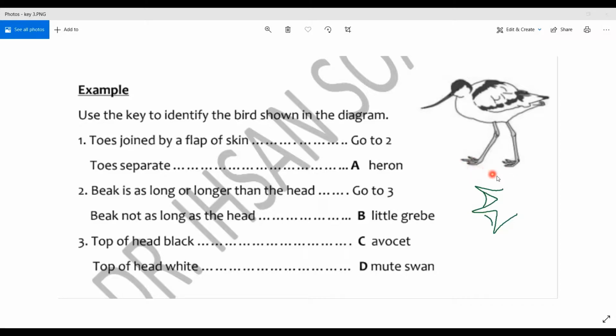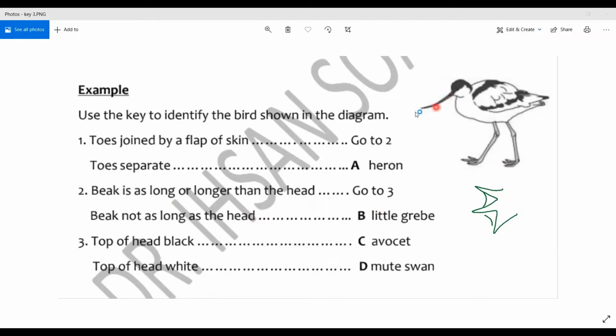If it has a web, we go to number 2. If the toes are separate, this is a heron. From the beginning, this bird has webs or flaps in between the toes, so I go to number 2. Number 2 says, the beak is as long as or longer than the head. If this is so in the picture, then go to 3.